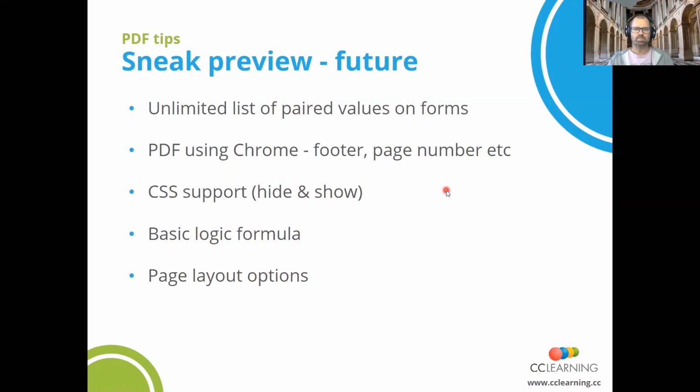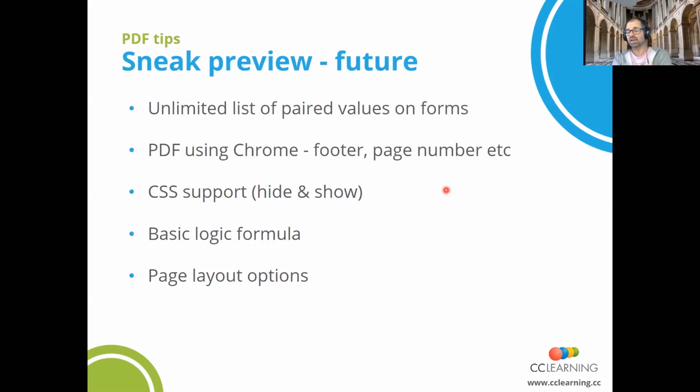Okay, so let's give you a sneak preview into the future. So soon you're going to have the ability to have an unlimited list of paired values. Now, where this becomes relevant is if you, for example, want to list a series of payments that a student might need to have. You can actually specify a date, specify an amount, a date, an amount, a date, an amount. And this is a really clever way of being able to include effectively an unlimited number of options there for the student, which is pretty cool.